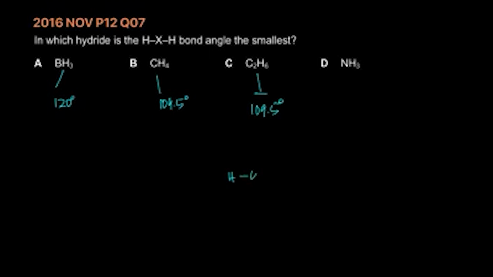And ammonia is 107. So if you write C2H6, this is the structure of C2H6, not the shape. And each carbon is making how many bonds? 4. So the bond angles will be 109.5. And ammonia will be 107. So the smallest bond angle is ammonia's here.